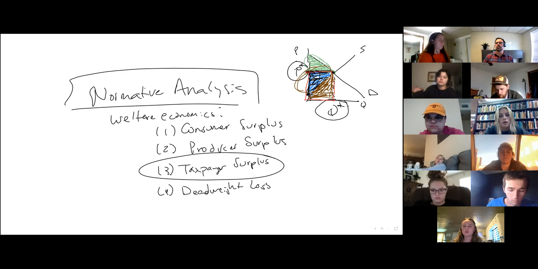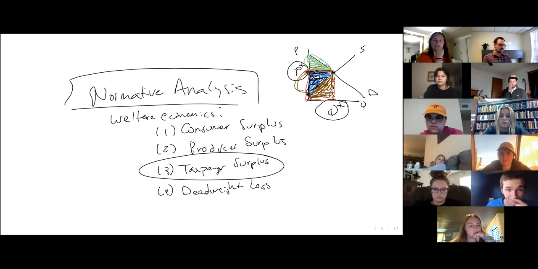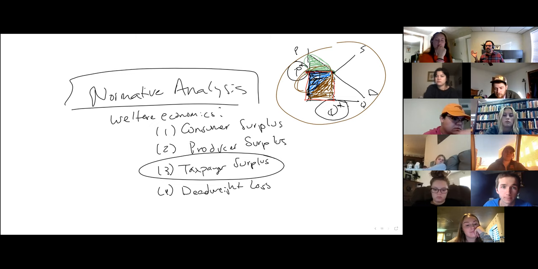Let me give you a trick question that you should look at me and say, how dare you, Alex? Where do we see taxpayer surplus in this figure that I've drawn over here? It's not on there. Exactly. That's why it was a trick question. The taxpayers aren't involved. This was the free market. This is the equilibrium without regulations, right?